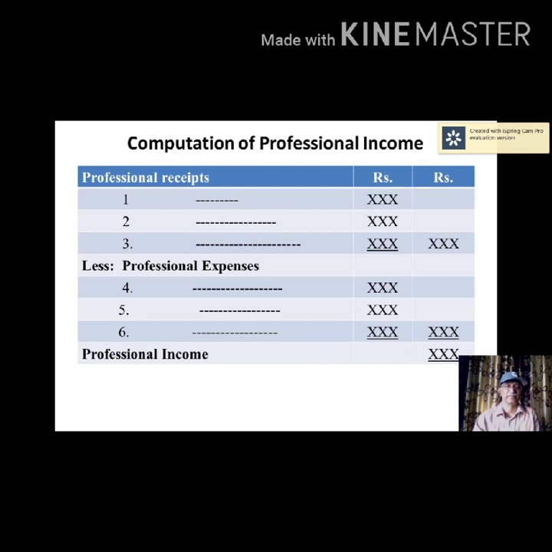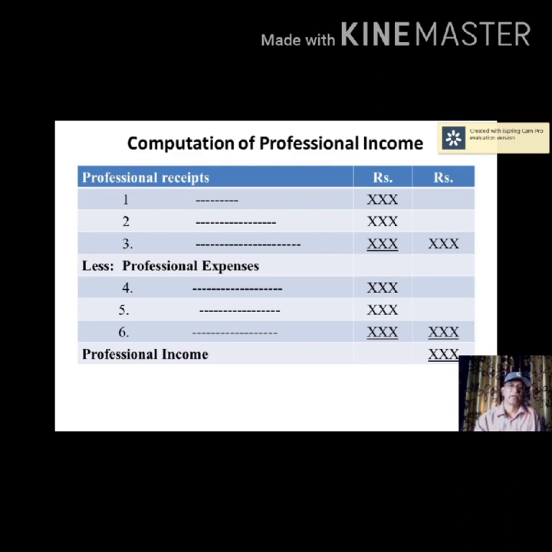Now come to the computation of professional income. Here the procedure is a bit different. What you do is, first you take professional receipts, then you deduct professional expenses, and then you compute professional income. For example, take the case of a chartered accountant. Now what are professional receipts?